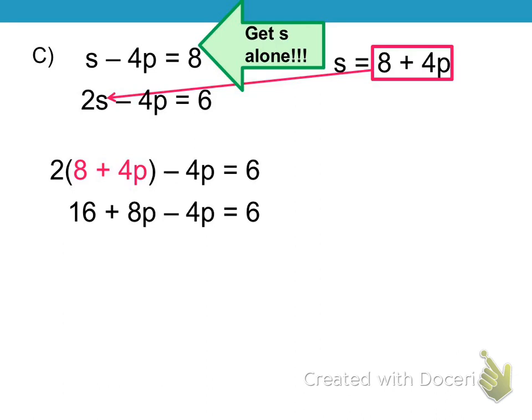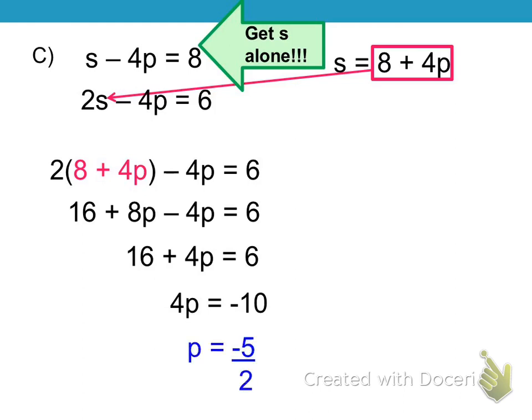Then what? Combine like terms. Subtract 16. Divide by 4. Negative 10 over 4 is negative 5 over 2. We just reduce the fraction. Do not make it a mixed number.